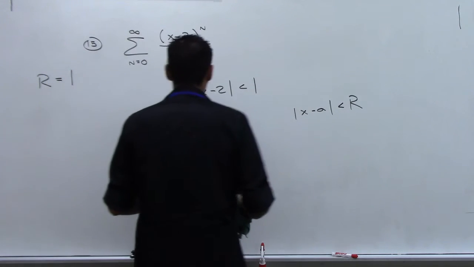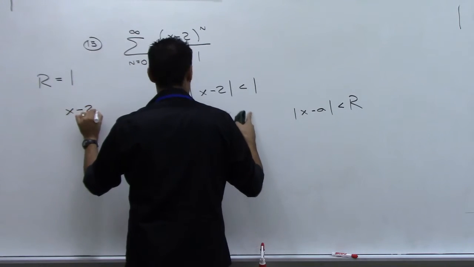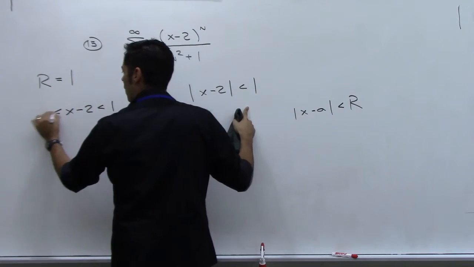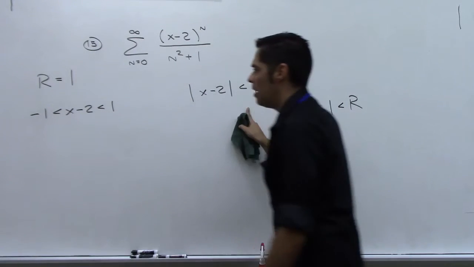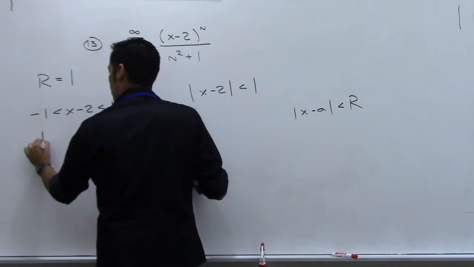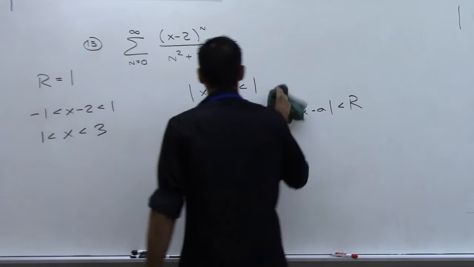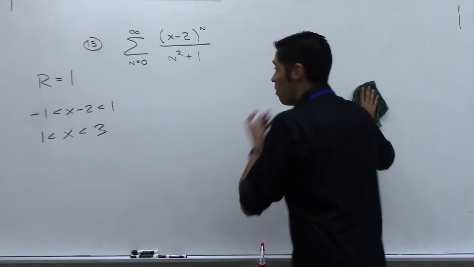But to get the interval, I need to turn this into inequalities. So negative 1 less than x minus 2 less than 1. And then I'll add 2 to everything. When I add 2 here, I get 1. When I add 2 here, I get x. When I add 2 here, I get 3. So that's my interval of convergence so far.